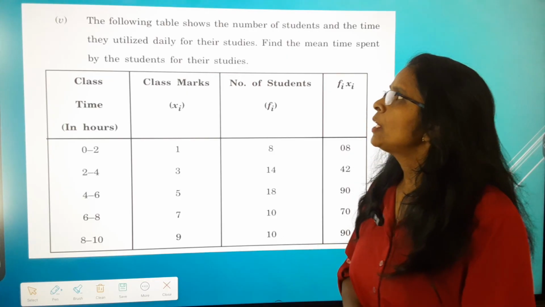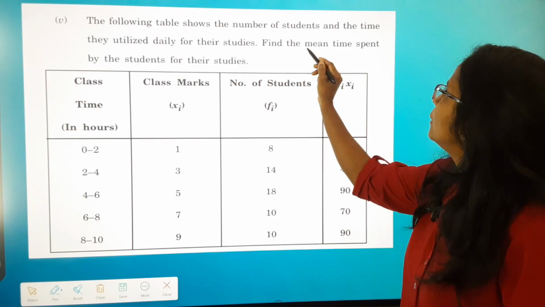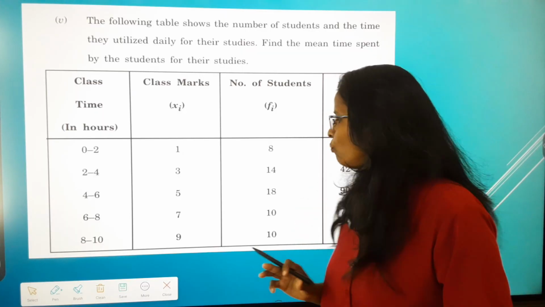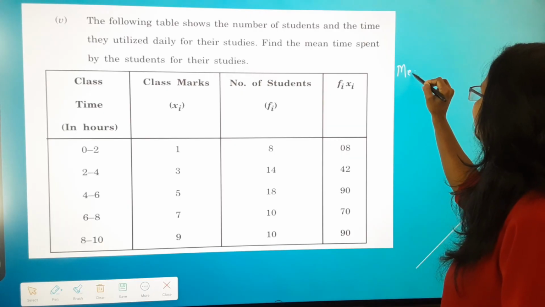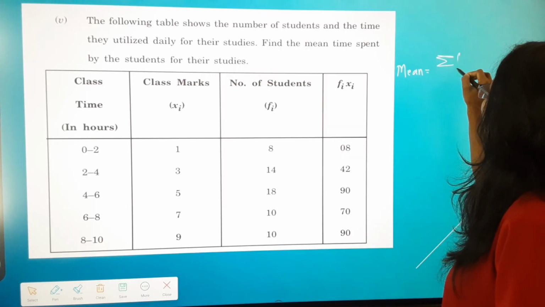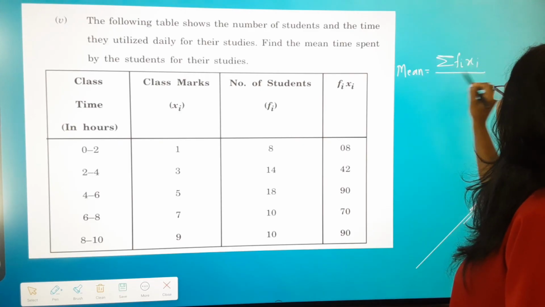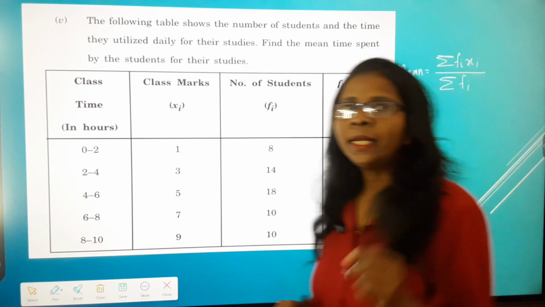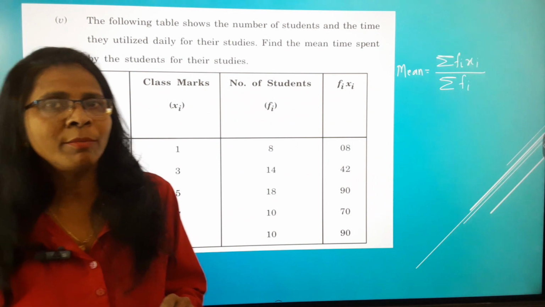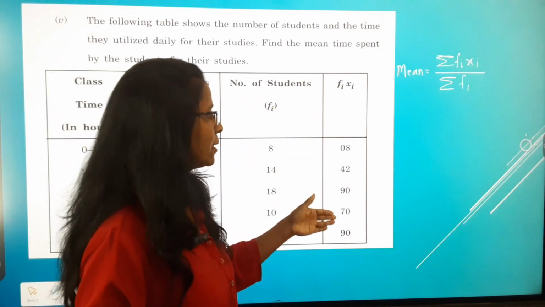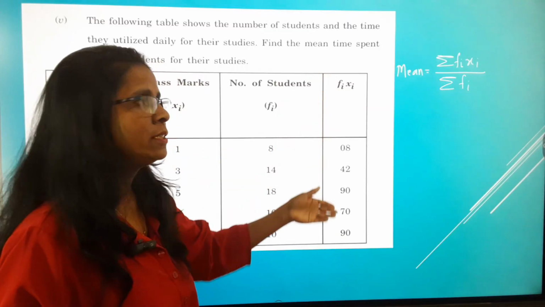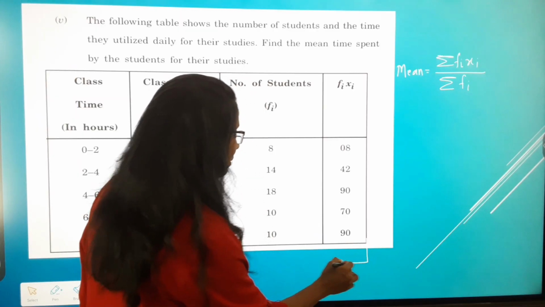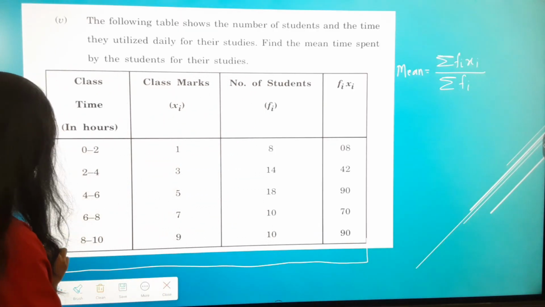Okay, students, now here we have to find out the mean time. That means we have to calculate the mean. So what is the formula for the mean? The formula for the mean is summation fixi divided by summation fi. Okay, summation fixi divided by summation fi, students. So what is the summation fi? This is the fi and the summation means the total of this fi. Okay, so make the column, and the last one here.